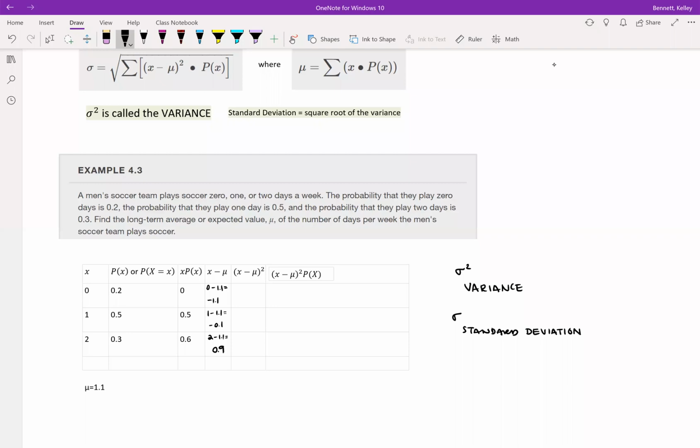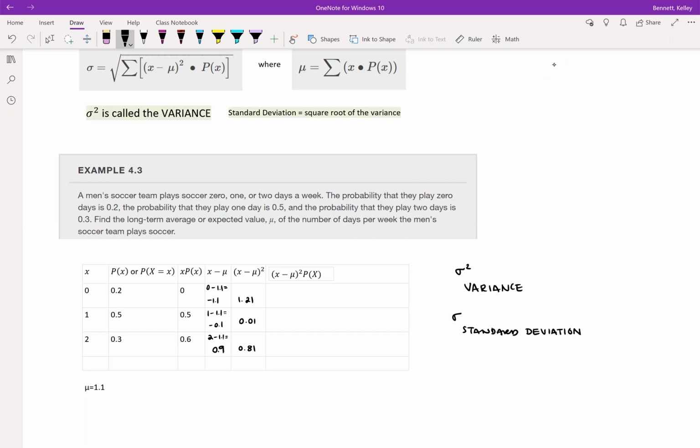So now that I have my deviations, I'm going to square them. So this is going to give me negative 1.1 squared, which is 1.21. Negative 0.1 squared is 0.01. And 0.9 squared is 0.81.